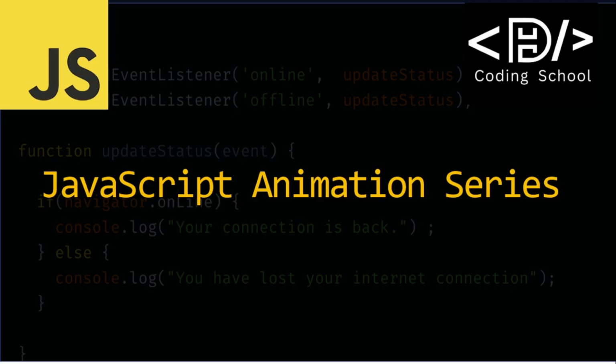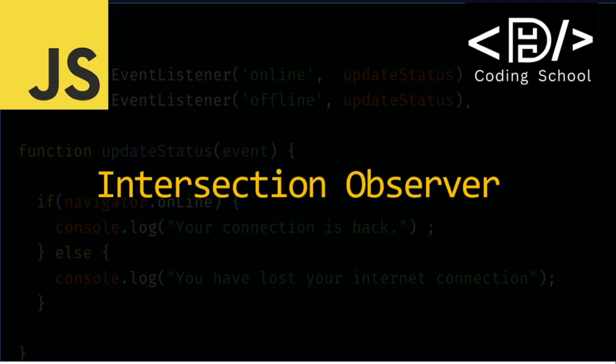So in today's video we are going to start on a JavaScript animation series. In this series we are going to look at different libraries. We are going to look at different tools that we can use to achieve slick animations using JavaScript. Okay, so in today's video, particularly in this first episode, we are going to look at intersection observer.